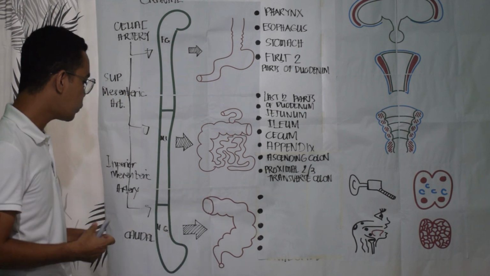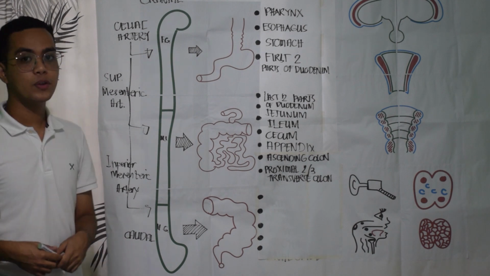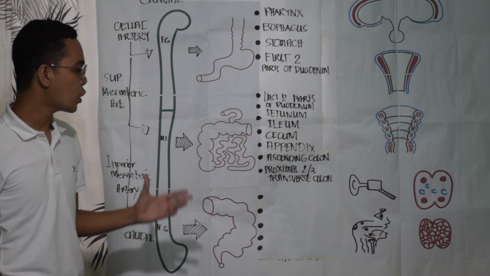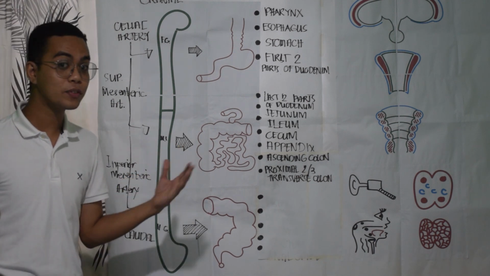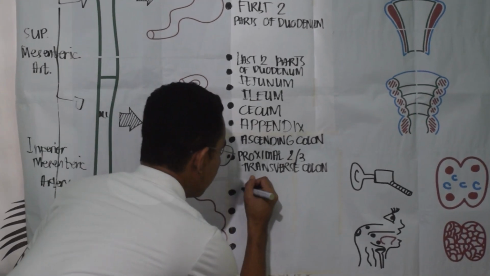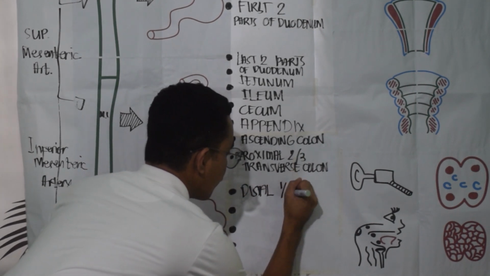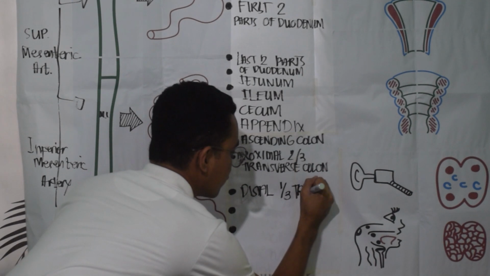Let's proceed now to the derivatives of your hindgut. You already have the proximal 2/3 of your transverse colon. So what's left? It's the distal 1/3 of your transverse colon.